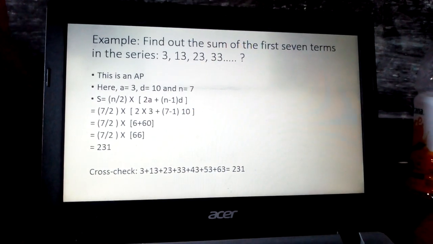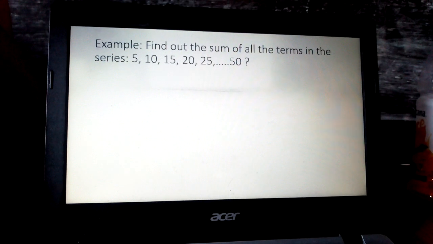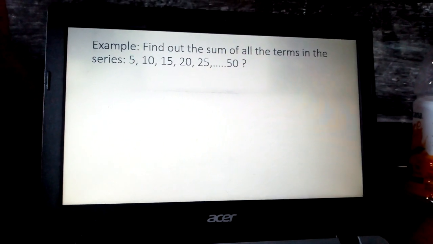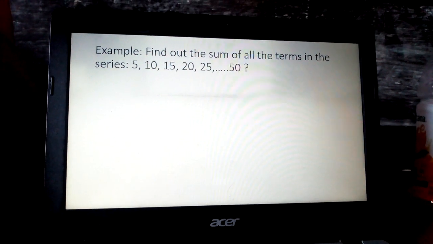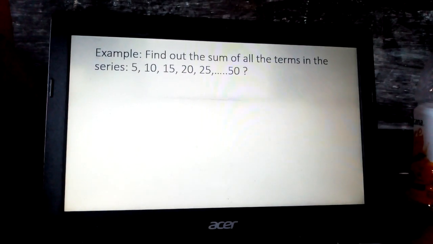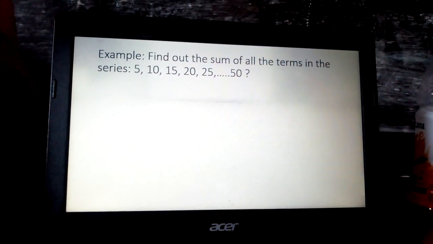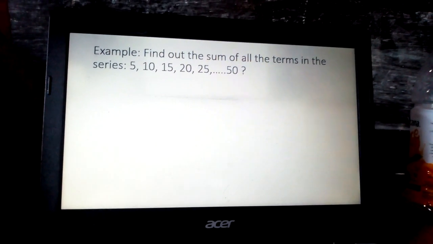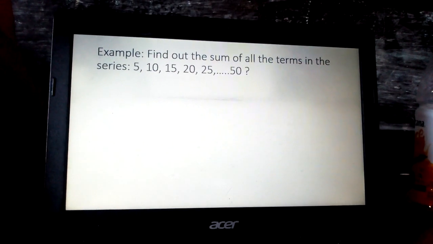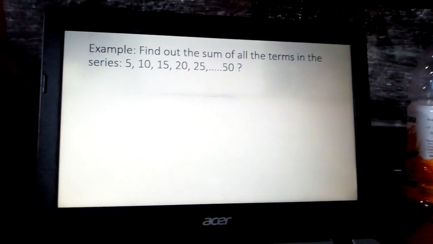Okay, now we are moving ahead with another example. Find out the sum of all the terms in the series 5, 10, 15, 20, 25, 50. Now this is a slightly different question. Why is this different? Can you guess? Give it a moment. Try to think for a moment. Pause the video. Think for a moment.